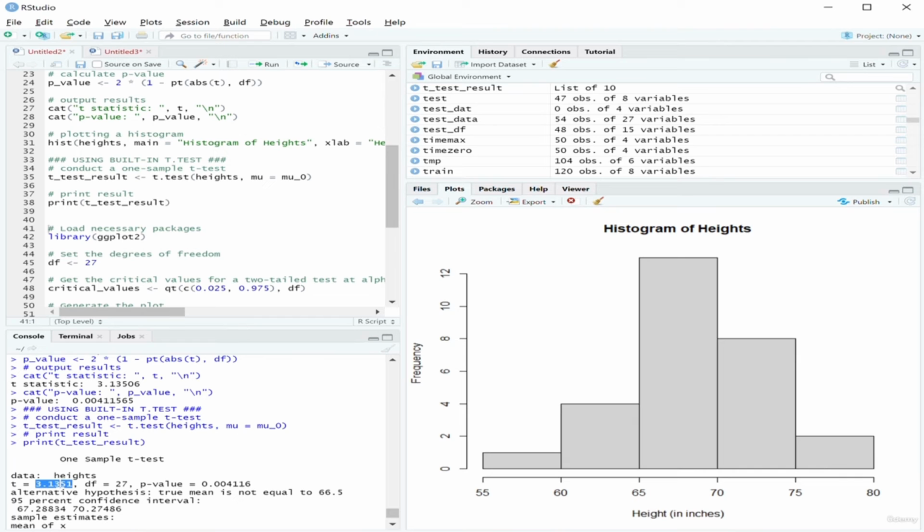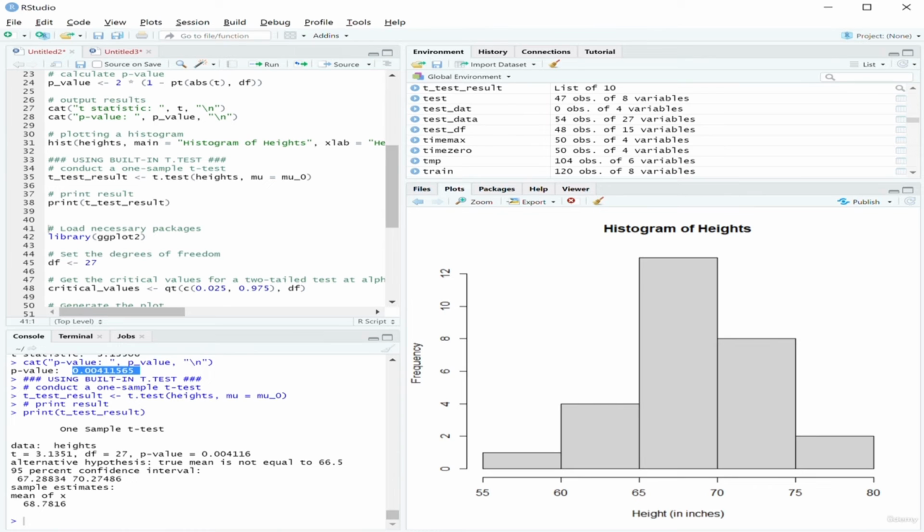We have the same test statistic, right? We have the same p-value, and right here at a 95% confidence interval it generates, it says that it actually rejects it. It gives us the alternative hypothesis that the true mean is not equal to 66.5. It defaults to the two-tail, and it says that we rejected the null at a significance level of 0.05.